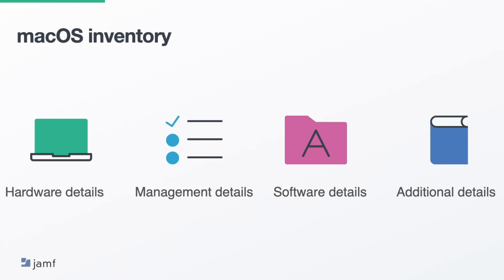For macOS inventory, you can collect data for a number of different levels. For hardware, you can collect data including device type, model, serial number, battery level. For management, you can collect data like IP address, enrollment method, security status. And for software, you can collect data including OS version, apps installed, storage capacity, and available space. And you can collect data on additional details like certificates installed, purchasing information, or last inventory update, to name just a few.